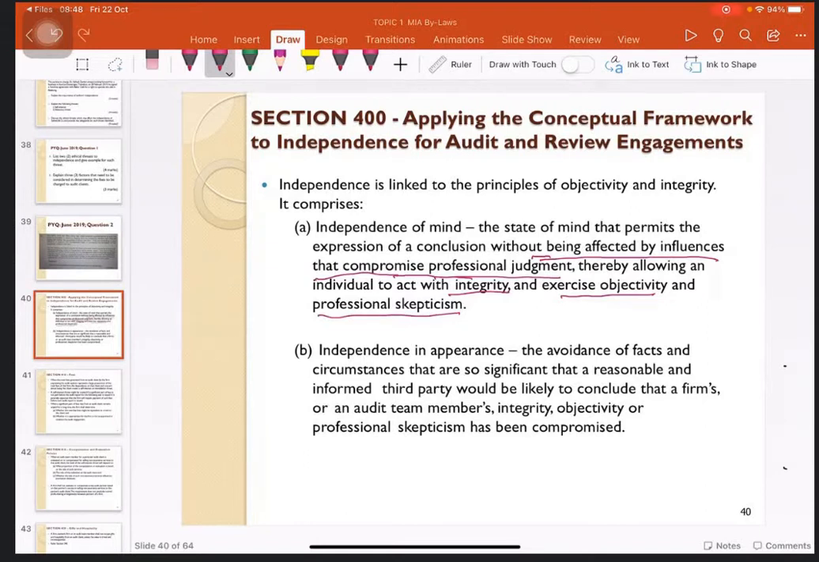You must have some doubt about some of the information. When you get some information from your client, you cannot trust or rely 100% on that information. We still need to verify it by using other audit procedures.